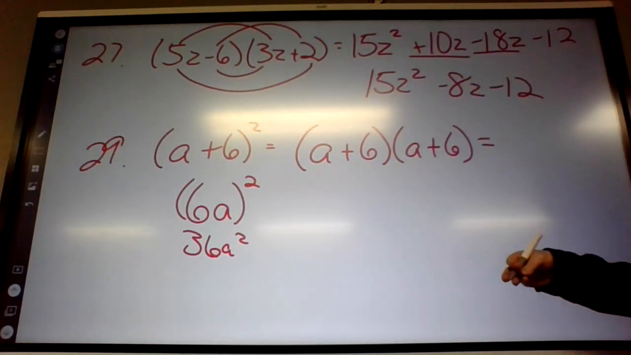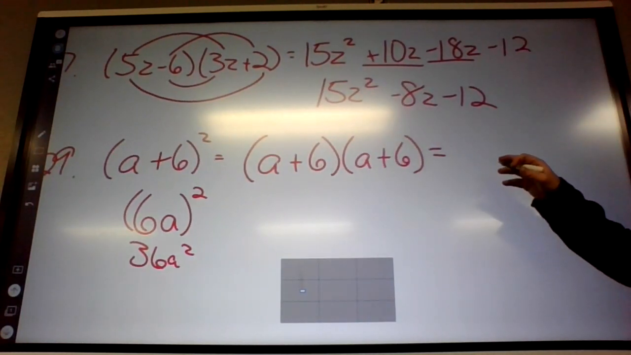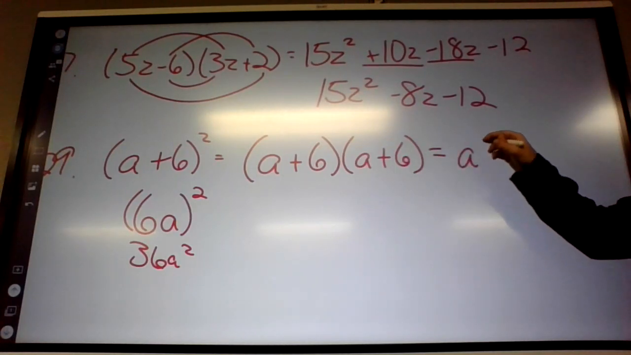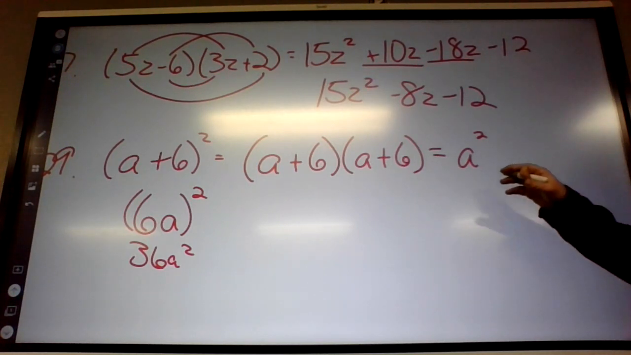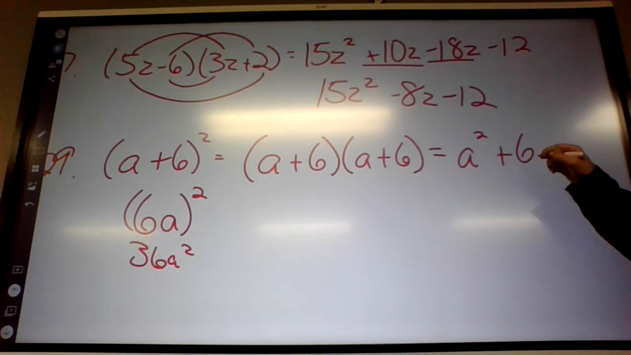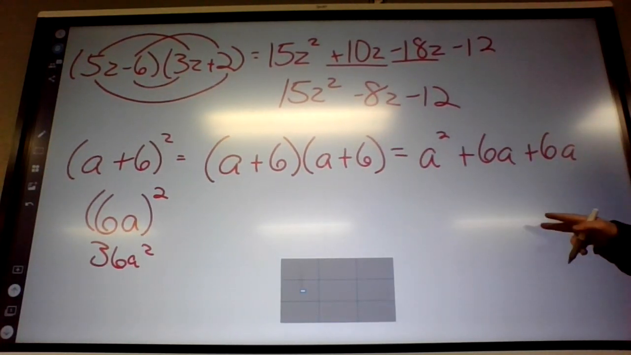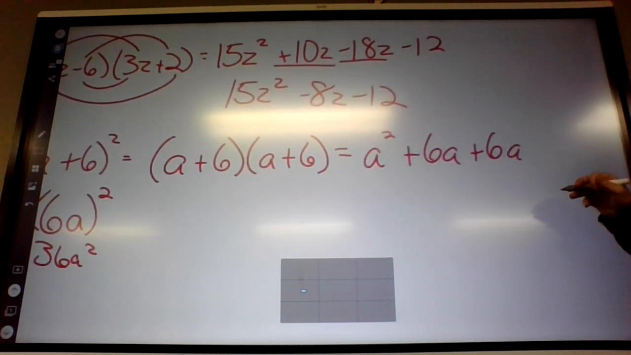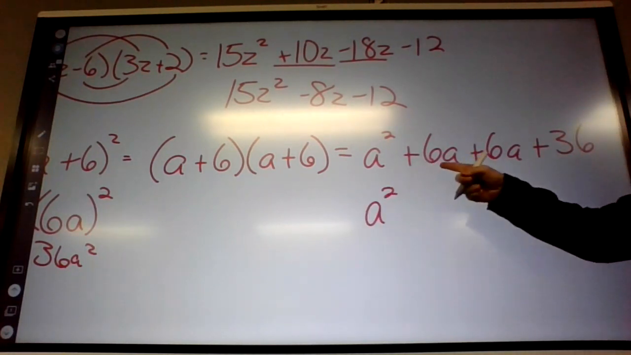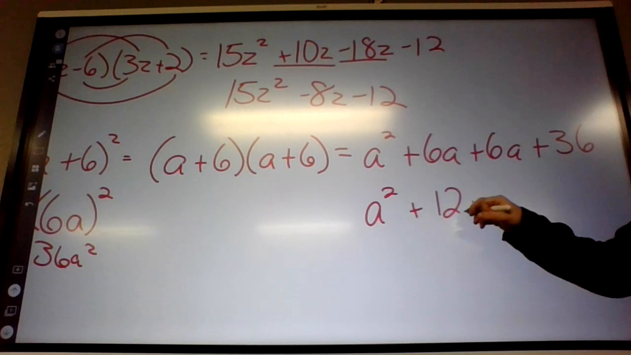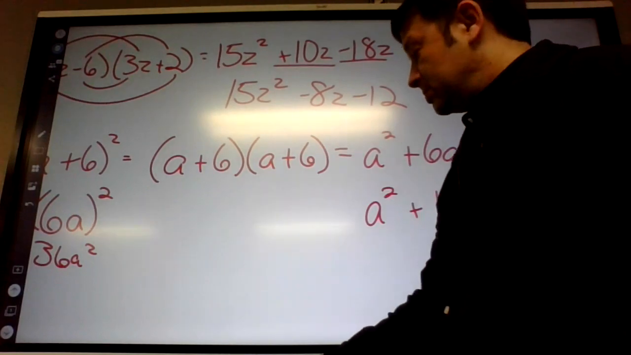All right, Bo, we did end up on you. So, Bo, what would the first be? Would you do A times A? Yep. The A squared. Yeah. Outside? 6A. Uh-huh. Inside? 6A. Yeah. And last? 36. Yep, you're right the first time. All right, 36. So we got A squared plus 12A plus 36. Okie doke.